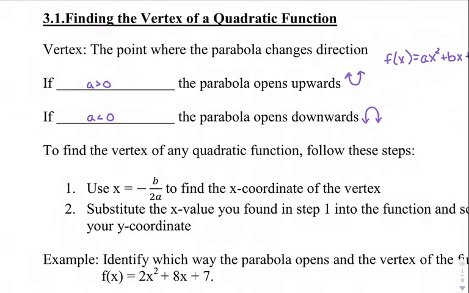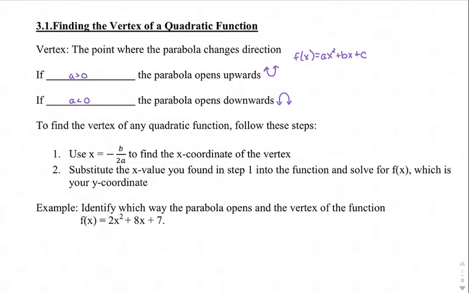To find the vertex, we have two steps. One is we're going to use the formula x equals negative b over 2a to find the x coordinate of the vertex. Then, once we find x, we sub it into f of x to find the y coordinate.